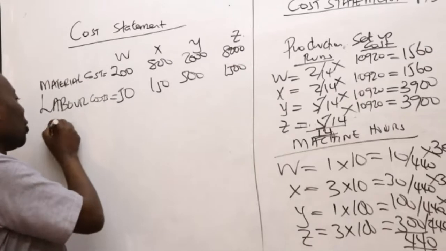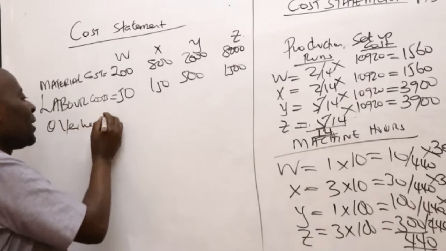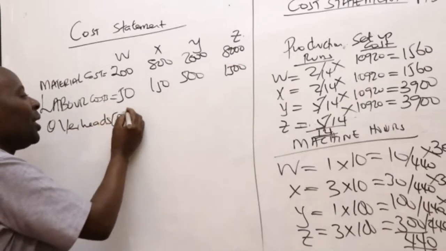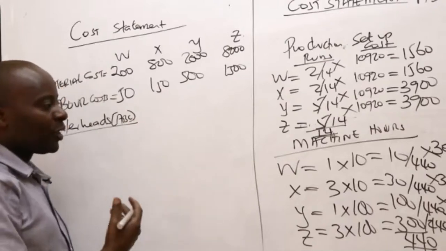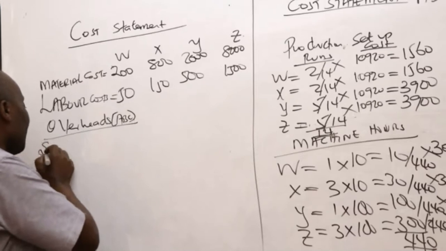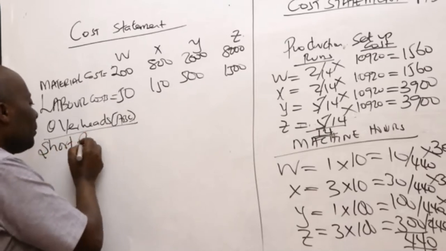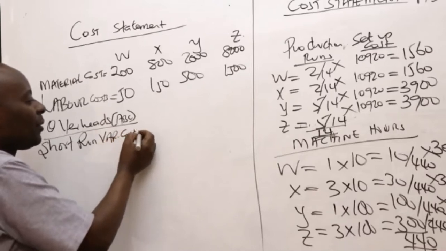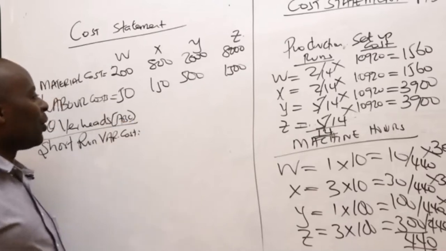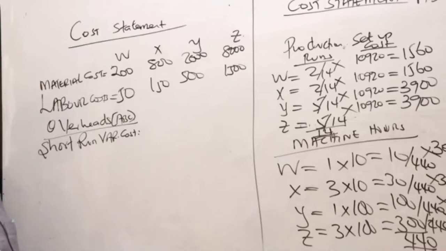From there, now we go to the overheads. And this time around we are using ABC. So we expect to have many types of overheads, of which the first one was the short run variable cost. The short run variable cost, are you able to remember those workings?